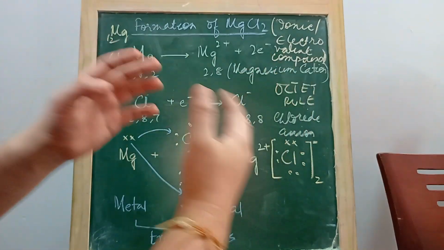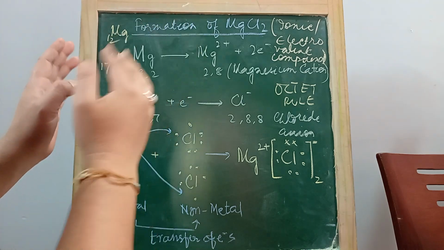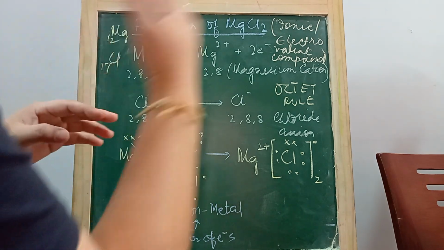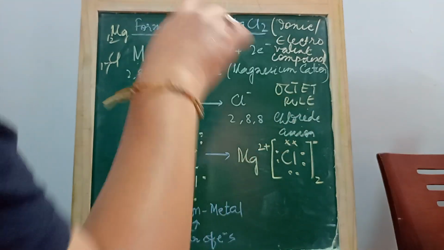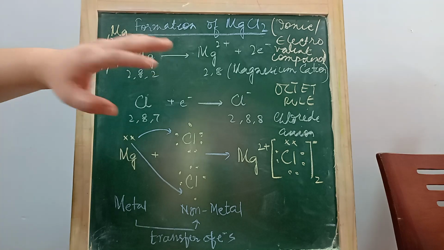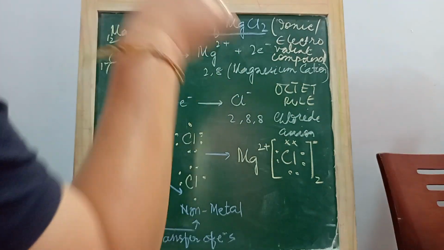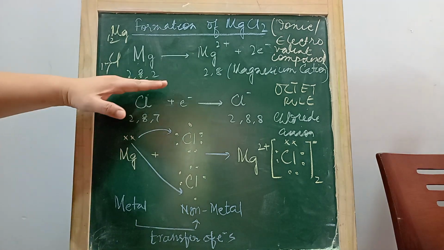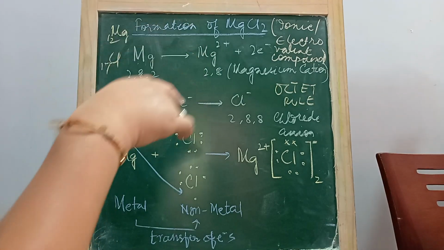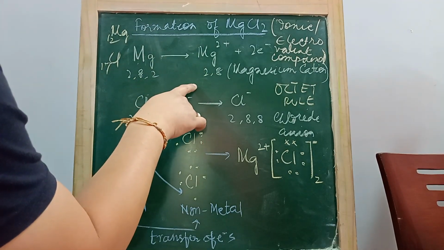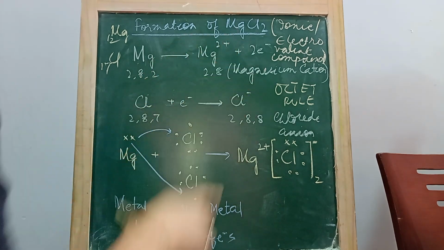So a rule was made called the octet rule, which says that an atom will react or combine with any other atom in such a way as to become an octet, so that the electronic configuration becomes octet. An octet is a stable electronic configuration having 8 electrons in the outermost shell. So magnesium will become stable only when it has 8 electrons in the outermost shell. How will it have them? Either it can take 6 electrons, or it can give away 2 electrons.